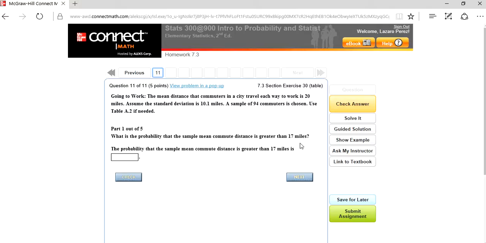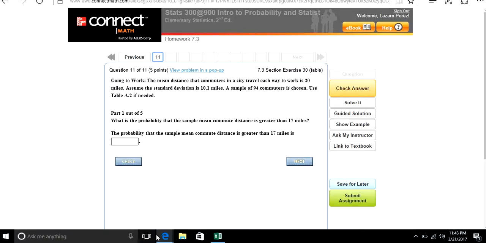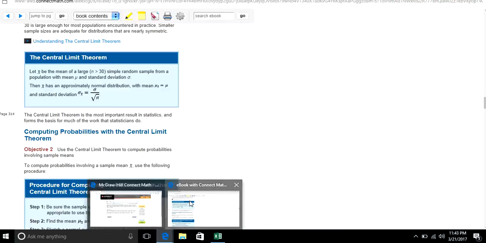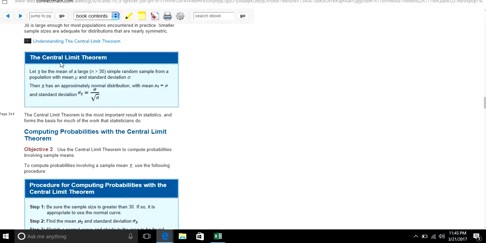And just remember for 7.3, the formulas that we will need, this is the central limit theorem to find the standard deviation of a sample mean: it is the standard deviation of the population divided by the square root of n, which is the sample size. And always remember that the mean of the sample mean is the same as the mean of the population.